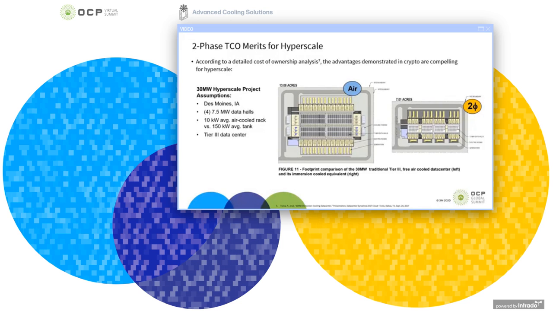A couple of years ago, you may have heard us present at the OCP Summit on a paper study that was done comparing free air cooling to two-phase immersion cooling. It assumed a 30 megawatt hyperscale project in Des Moines, Iowa. A 10 kilowatt air-cooled rack was assumed. The immersion-cooled racks were based on a 150 kilowatt Allied Control design that used a server built by Gigabyte for GPU compute, and Tier 3 assumptions were used.